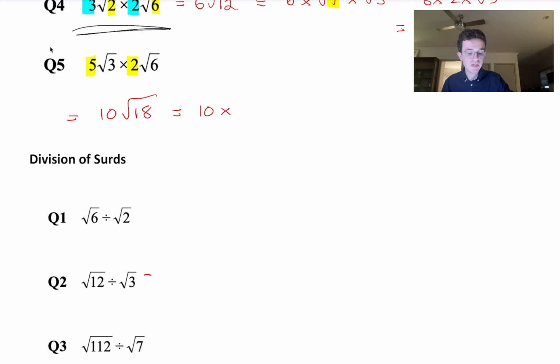So this is 10 times the square root of 9, and 9 times 2 is 18. Now, the square root of 9 is 3, and 10 times 3 is 30. So this is 30 root 2. That would be a fully simplified answer.